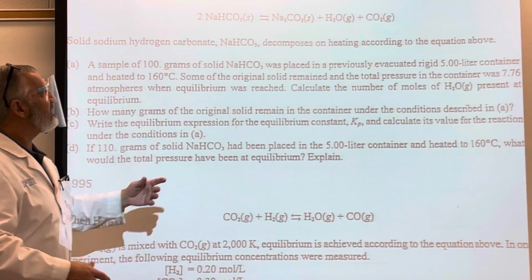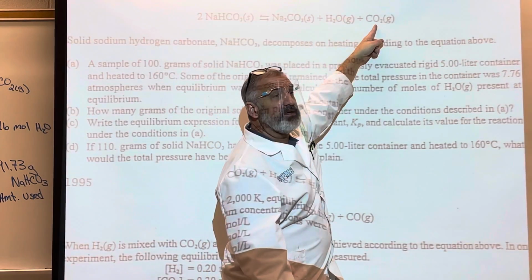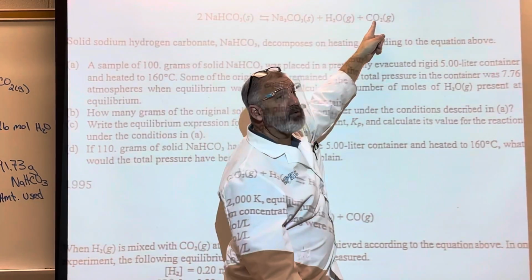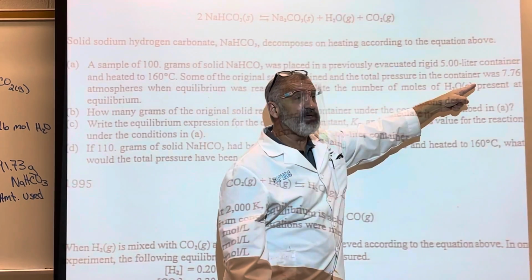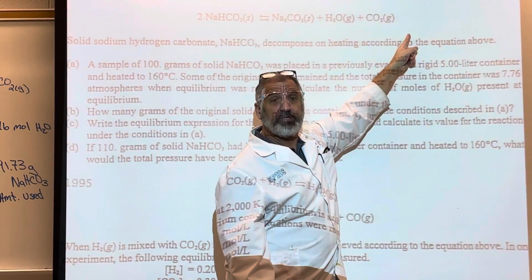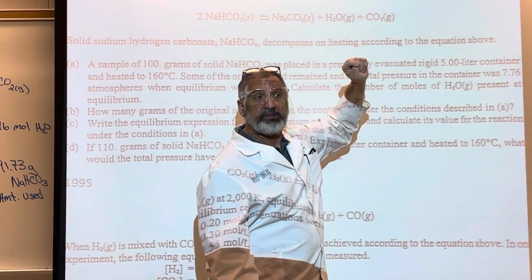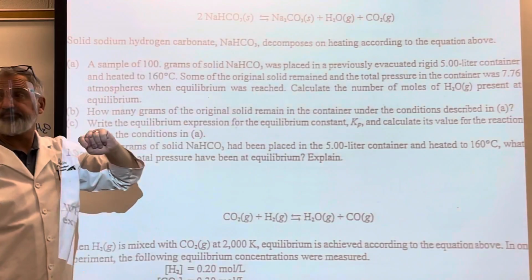Okay? So if this happened to be a 2 and a 1, it would have been 2x and 1x, so 2/3 of that would have been the water, and 1/3 would have been the CO2. Okay, you with me on that?